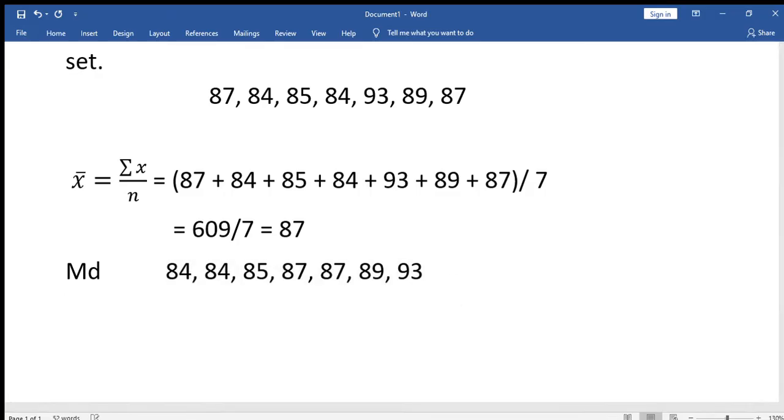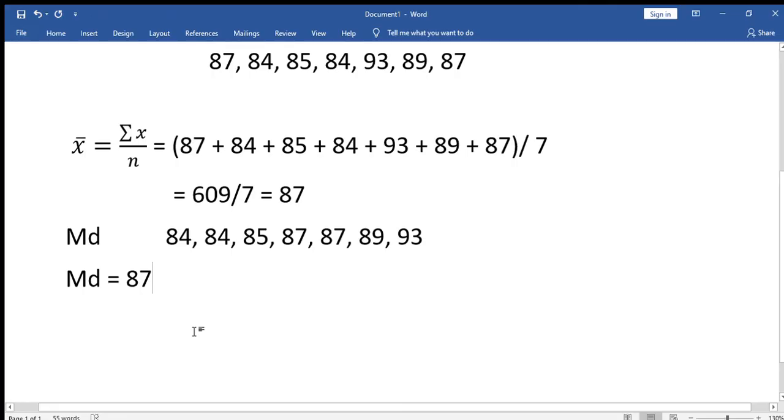So our median is equal to 87. I repeat, to find out the median, we are just going to find out your middlemost score. Maybe you're going to ask me, what if we have an even number? That is the total number of scores, for example. Okay, so let us try to have an example.